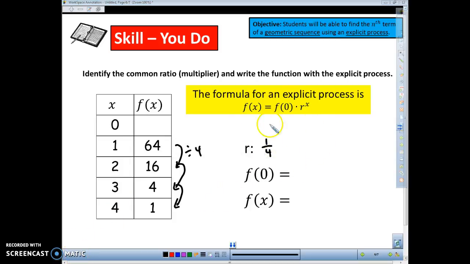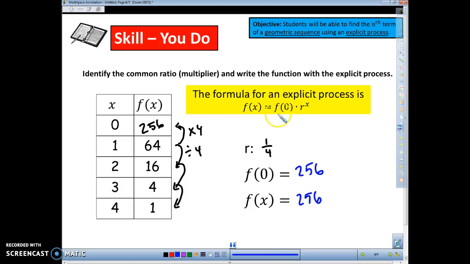Okay, so again, we found our R value, it's 1/4, and now we're going to find the f of 0 value. So we're going to do the opposite. We're going to go ahead and multiply by 4, and 64 times 4 gives us 256. So our explicit process is 256.